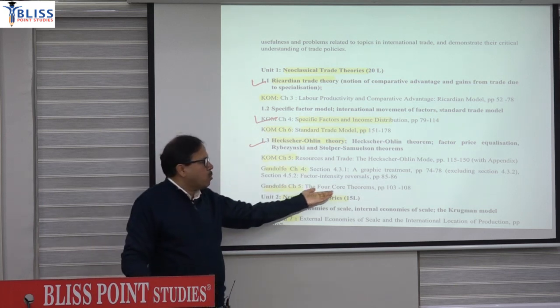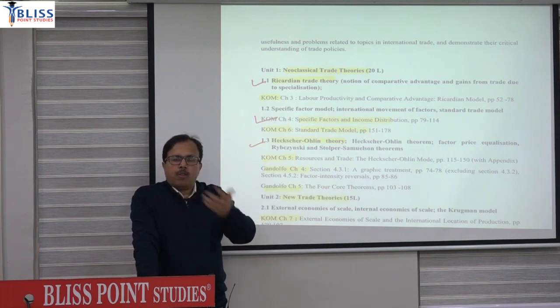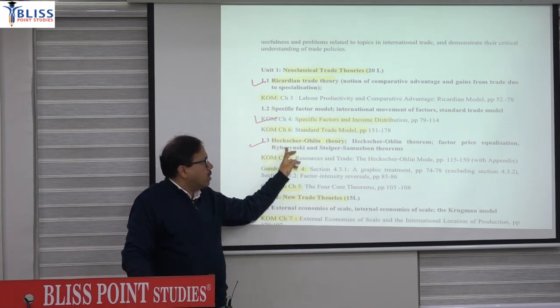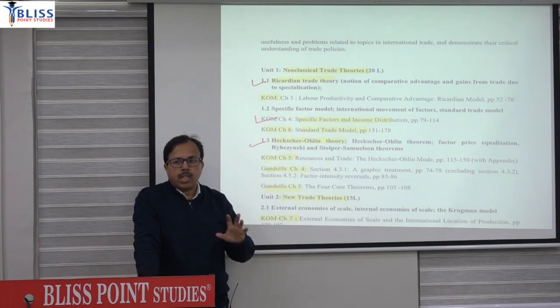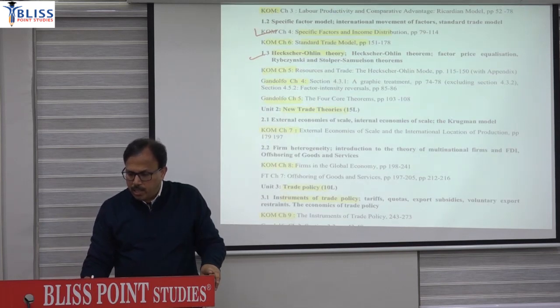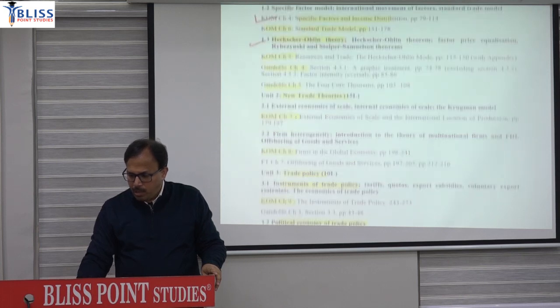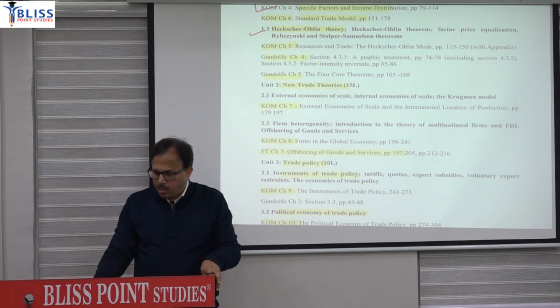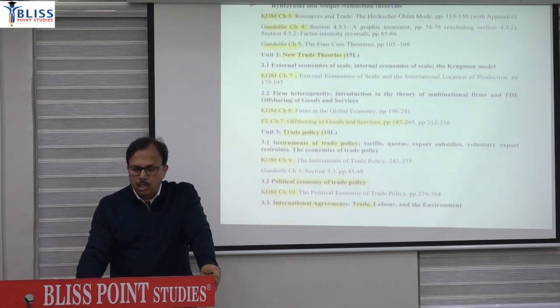Only 4 core theorems you have to explain, like there is a reformulation of the HO model in the form of the Heckscher-Ohlin-Vanek theorem. What is the Rybczynski theorem? Already stated in this part. Stolper-Samuelson theorem. So certain theorems and their derivations. So that is your unit number 1. Second unit is trade theories, mainly chapter number 7 and chapter number 8, and Feenstra chapter number 7, the new reading will be this, offshoring of goods and services, and finally it will be the instruments of the trade policy.